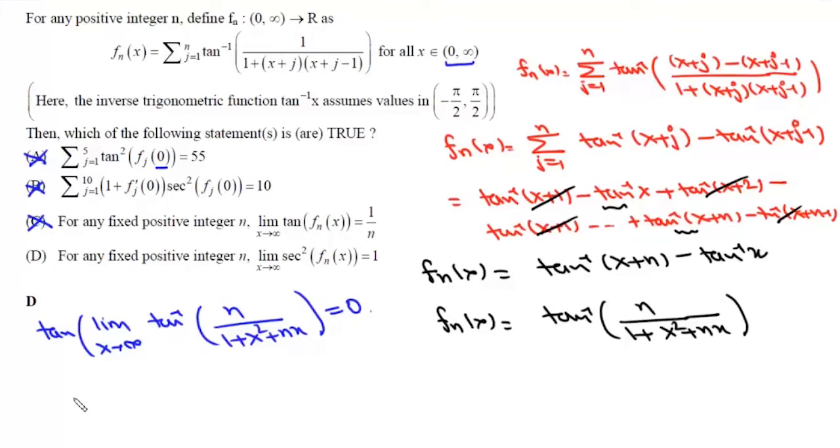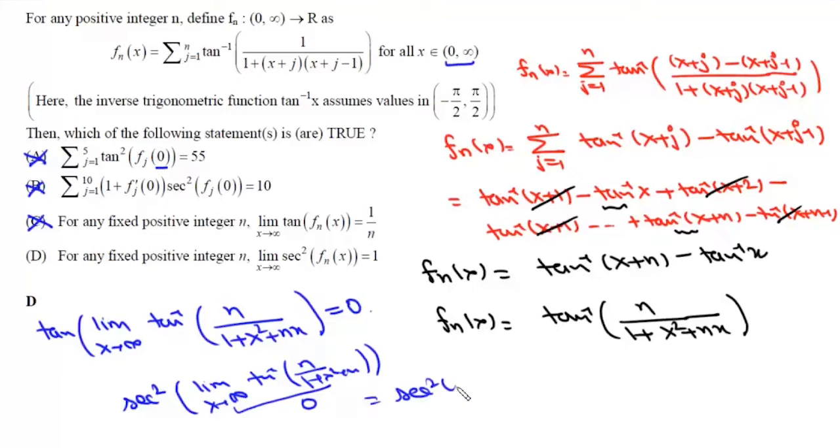Now if we look at this option D, then in that case it will be secant square of the limit as x tends to infinity of tan inverse of n upon 1 plus x square plus nx, and we know that this limit is 0, so it will be secant square 0, and secant square 0 is 1. So that means the only correct option is option D.